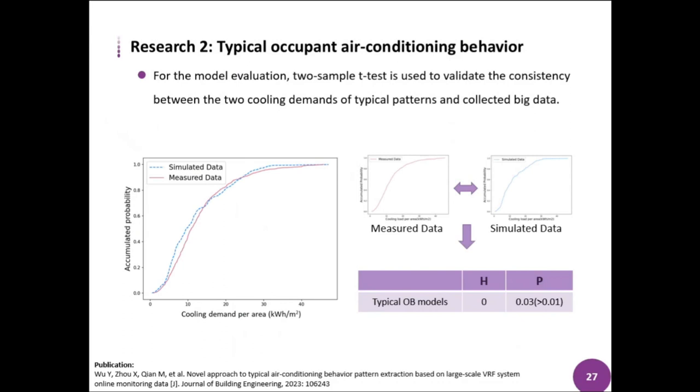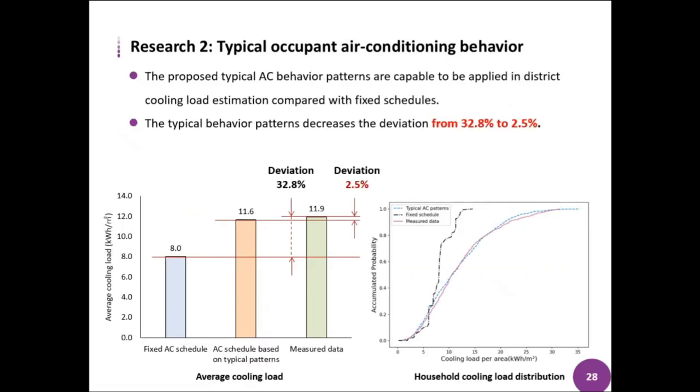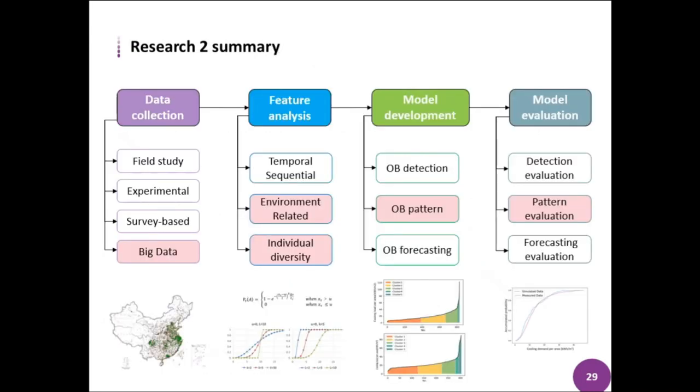And if we come back to the evaluation part, we use a two-sample t-test to verify the consistency between the cooling demands from the real meter data and from our simulation data. We can see the simulation data is quite close to reality. In this way, we can significantly decrease the variation from 32 to 2.5. So that is one way we now use in our air conditioning energy usage simulation. In this occupant behavior research, we use the VRV big data to generate people's behavior, then use pattern recognition to sort the patterns into 5 typical persons, and then use this for large scale or building standard analysis.